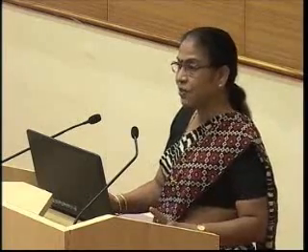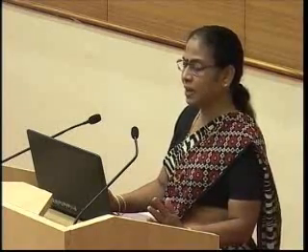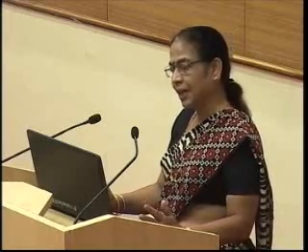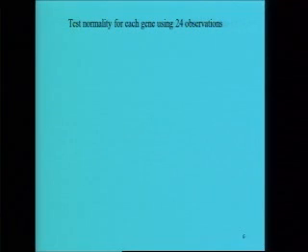In such a setup, the immediate tool that comes to our mind is the one-way analysis of variance, but we can always go to this tool provided the underlying assumptions are satisfied. So we always begin with verifying the underlying assumptions and then select the appropriate test procedure for testing the hypothesis mu1 equal to mu2 equal to mu3 against the alternative that at least one of these mu i's differs. Okay, so the first step in our analysis is to test normality for each gene using 24 observations.